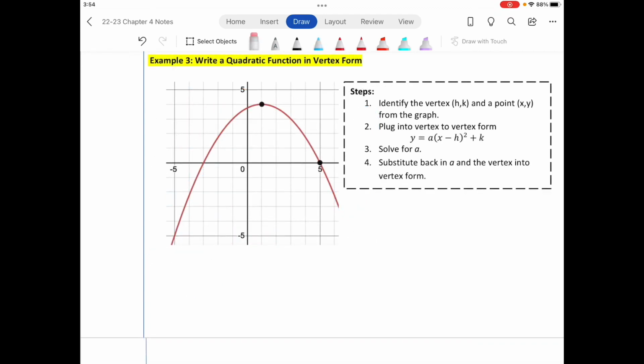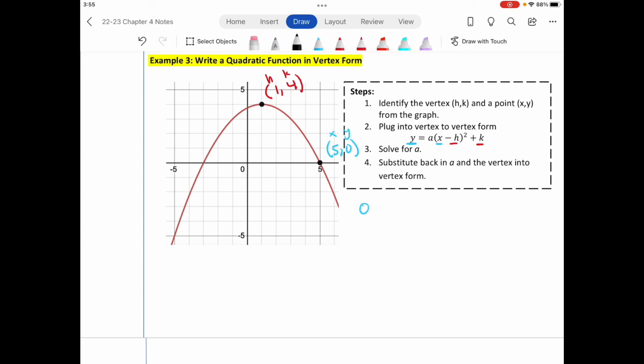We can also work backwards and write a quadratic function in vertex form. First, we need to identify the vertex and another point from the graph. Our vertex is at (1, 4), and another point that we have on our graph is at (5, 0). Then we're going to plug these back into the vertex form of the equation. So remember, our vertex is the h and the k value, and our x and our y from the other point take the x and y spot. This means 1 is h and 4 is k, x is 5 and y is 0.